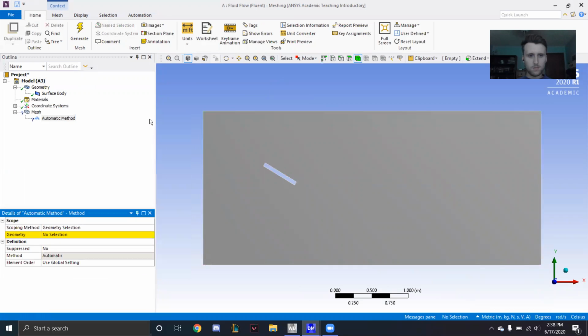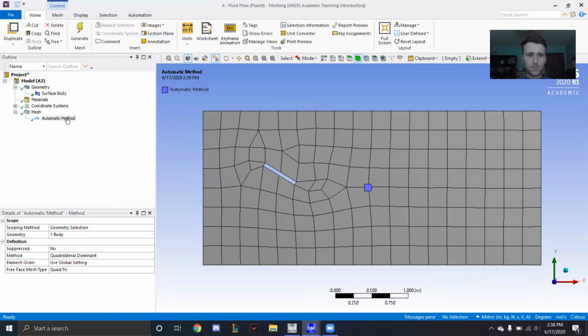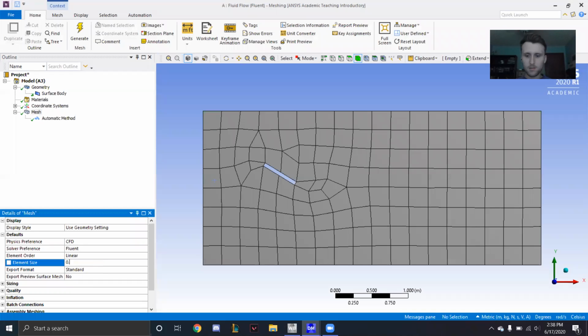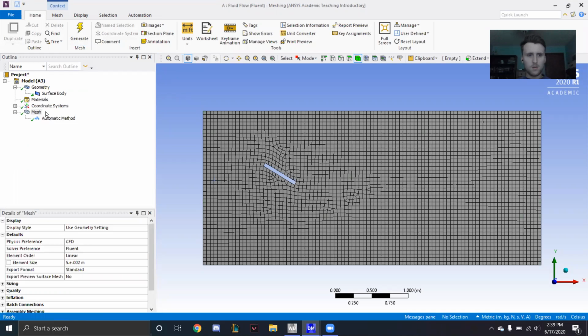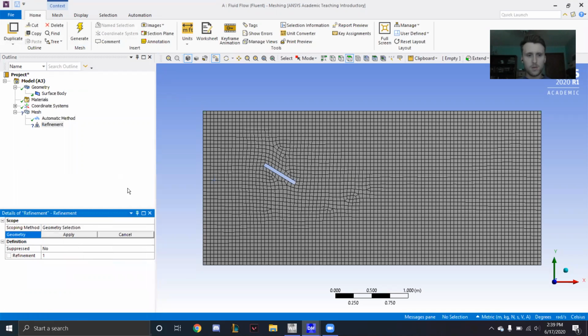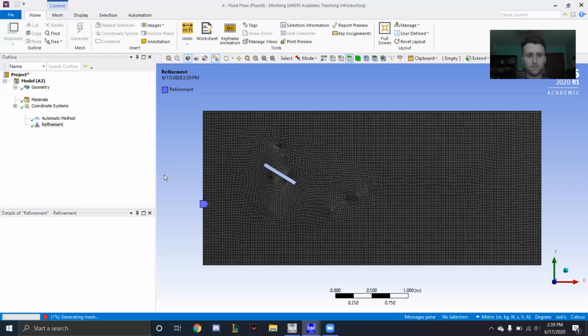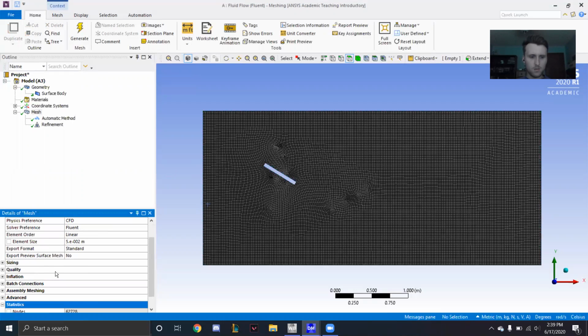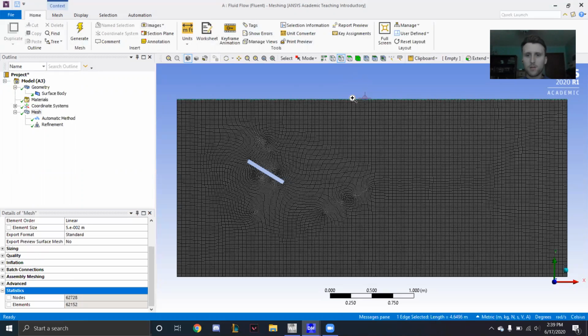So first of all, this is very rough, so we're just going to change the element size here. And we're just going to add a refinement of 3 and apply it. Okay, let's just see how many. All right, that'll work. So let's go ahead and just name everything.